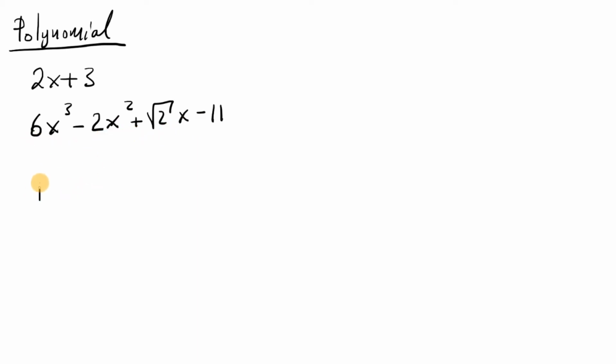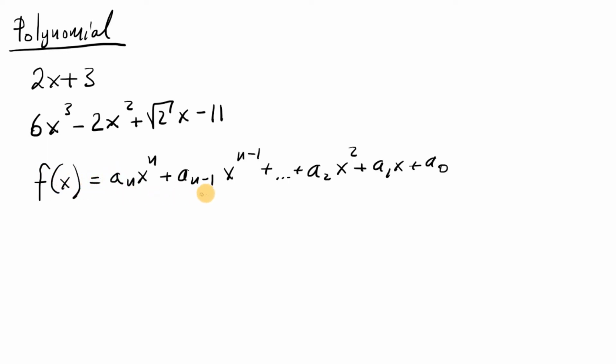More generally, a function f of x is called a polynomial if it can be written in the following way. Here a_{n-1}, a_2, a_1, all of these are constants, and then we have powers of x. The largest integer power here is called the degree of the polynomial. So this is a polynomial of degree 1, and this is a polynomial of degree 3.